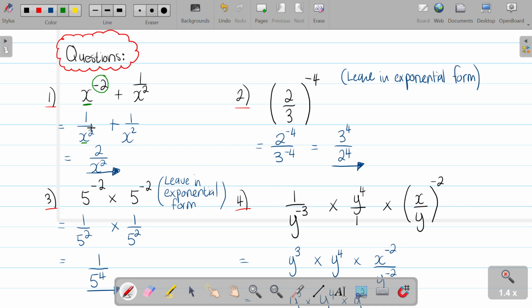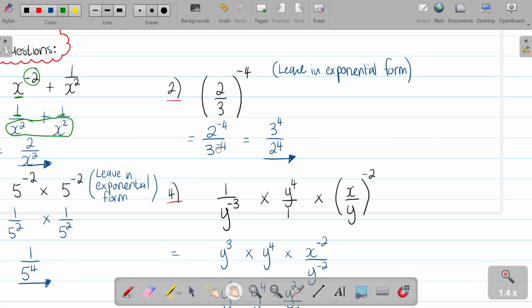So it's 1 over x, and then my negative exponent becomes positive. And then this would stay the same, plus 1 over x squared. And then if you remember from grade 8 and grade 7, if our denominators are the same and we are adding, we can simply just add my numerators together. So 1 plus 1 is 2, and my denominators stay the same. So my final answer is 2 over x squared. And that is how we implement our negative exponent rule.